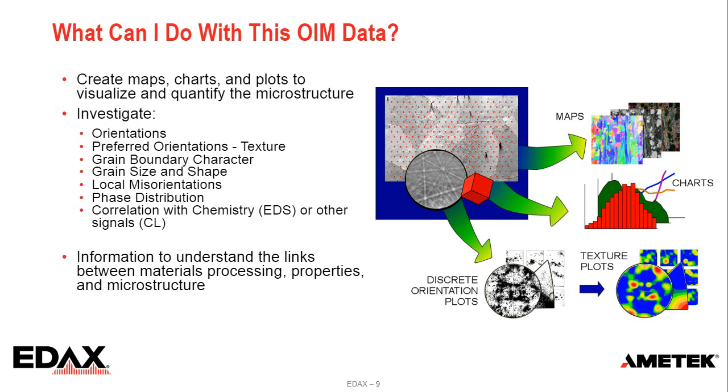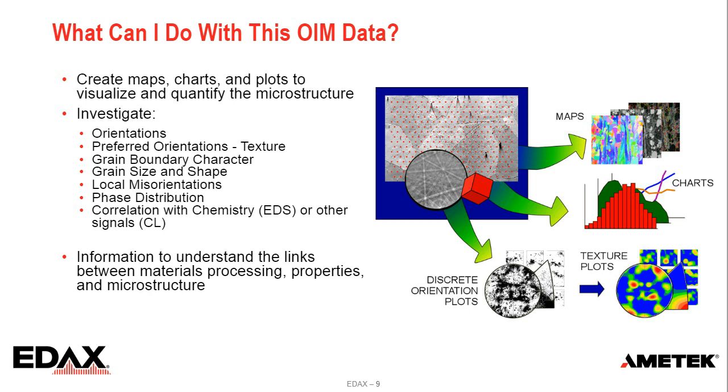And once we have that, there's a number of different things we can do. So this cartoon shows we can create a bunch of different maps. We can quantify the microstructure in terms of charts, and we can analyze that orientation distribution and preferred orientation distribution. So we get information about orientations, texture, grain boundary character, grain size and shape, local changes in orientation, phases. We can also correlate this with other signals like chemistry, where we can collect EDS data, or other signals like cathodoluminescence, and see how those signals correspond with the EBSD data.